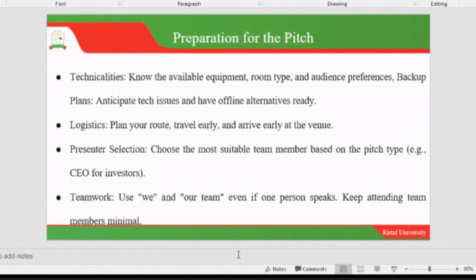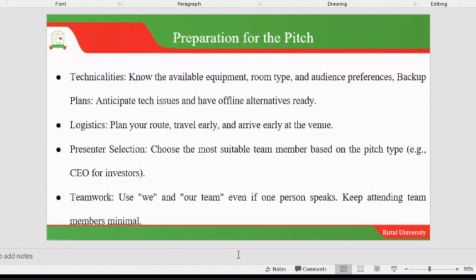For example, you need to know the equipment that is going to be used to do pitching. Is it going to be a desktop? Is it going to be a laptop? Is it going to be connected to a projector? Do you know how to use that? And if you don't know, does anyone on your team know how to use the equipment or not? The room type, the audience preference, which we are going to expand on later.